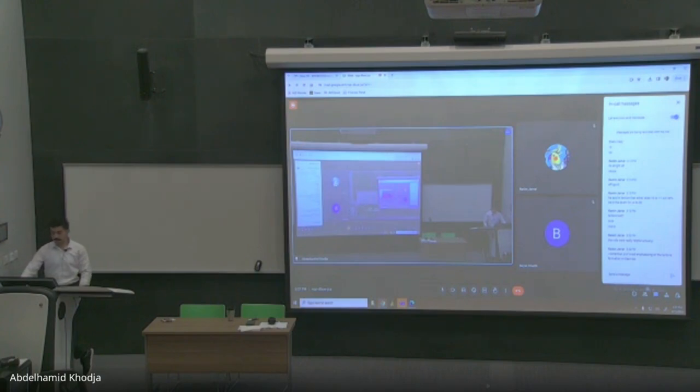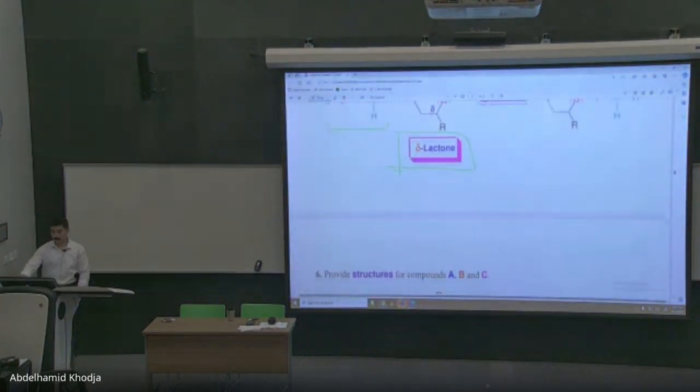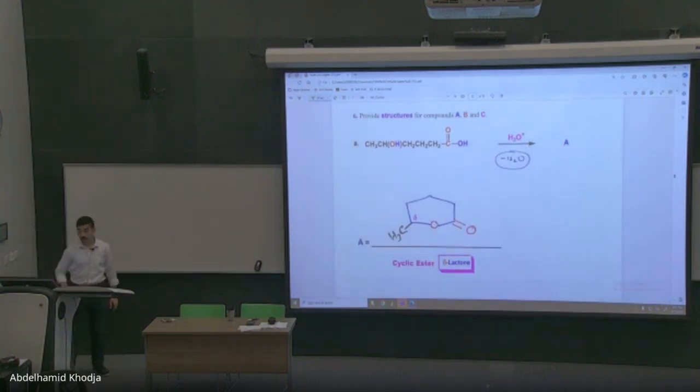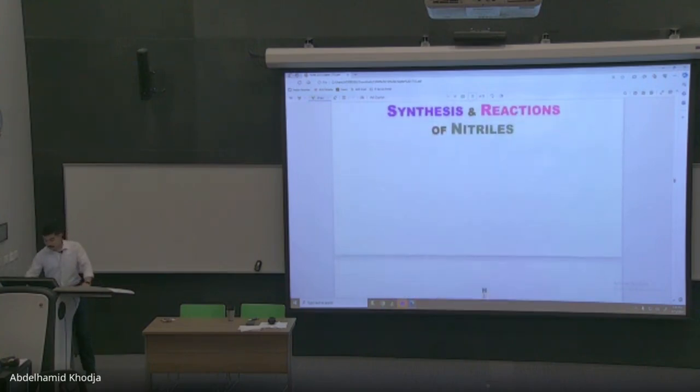Good, good. All right. This is a practice question that demonstrates delta lactone formation from an alpha hydroxy acid. The only difference is that this R group has been replaced. That's it. Same way of solving it.